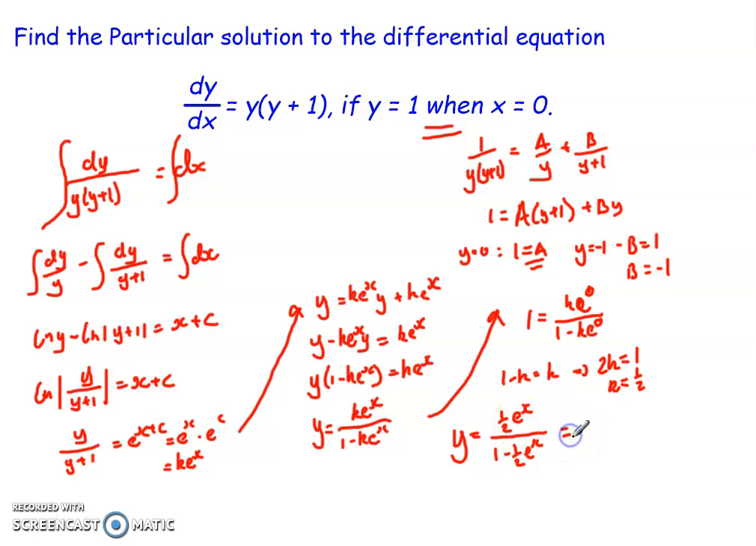What I'll end up doing is I can rewrite that then as e to the x over 2 minus e to the x. So there you go. I've got the particular solution given those conditions at the start. If I were given a different value of y for a different value of x, I could work it through and I'd get a different family of functions which satisfy those conditions that were given. But for this one, there's your particular solution there. y equals e to the x over 2 minus e to the x.